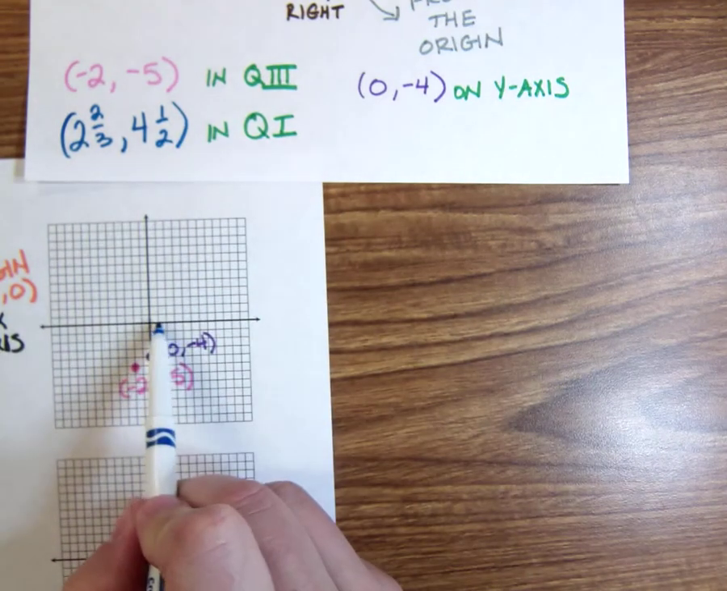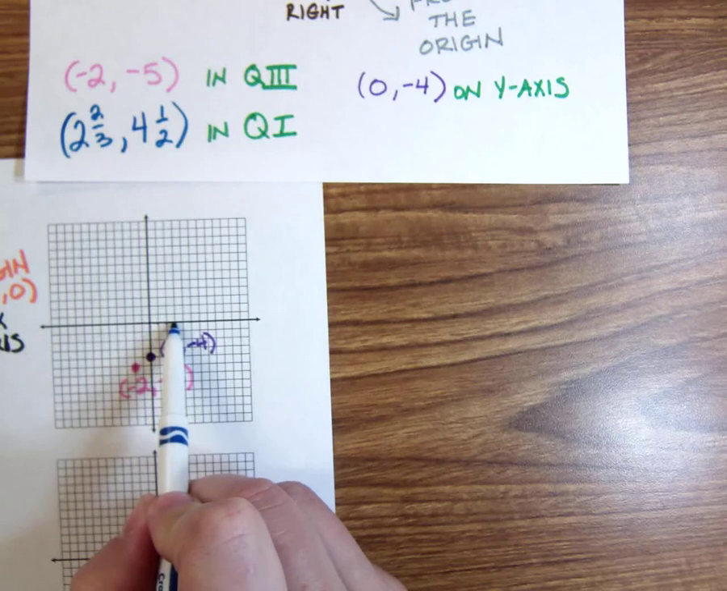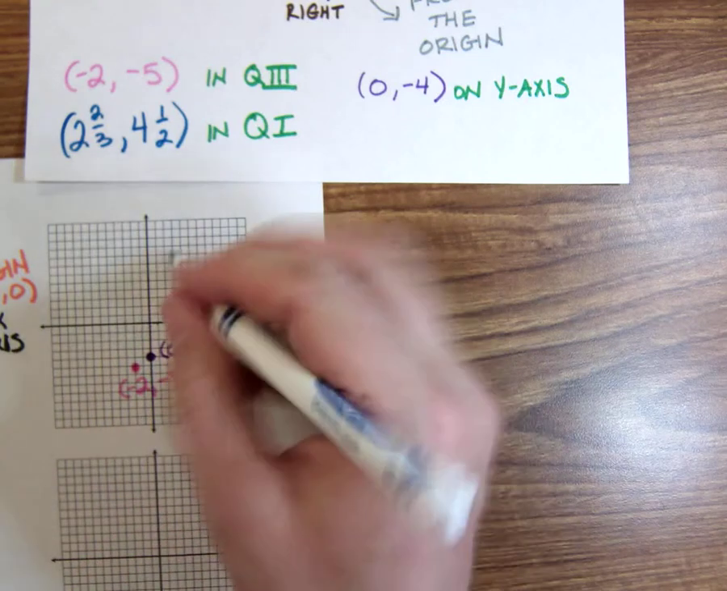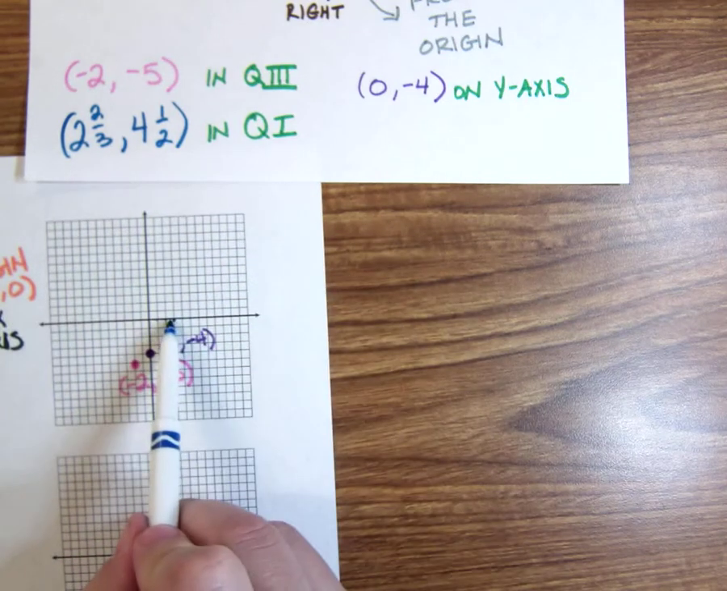There's 1, there's 2, there's 3. Now I know if I hit 3, I've gone too far. So I'm going to go a little bit in front of 3 and call that 2 2/3.